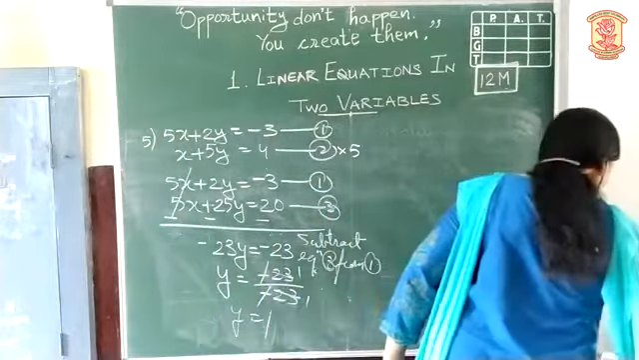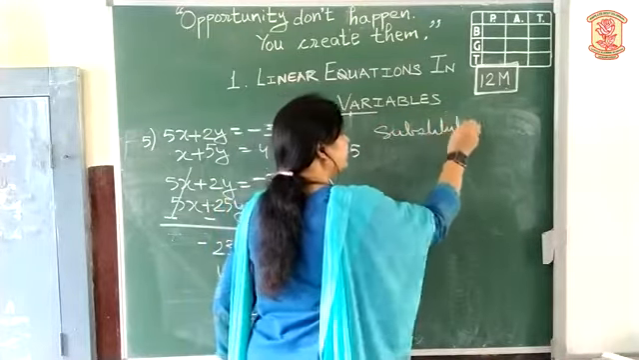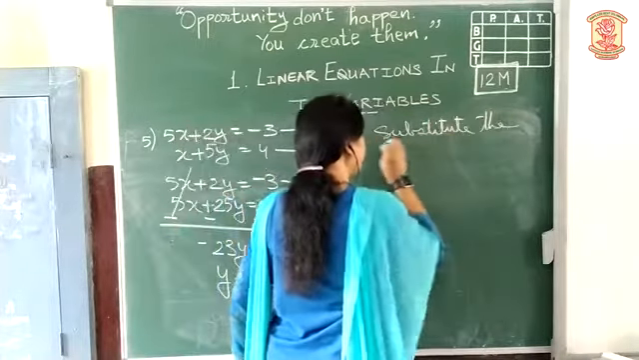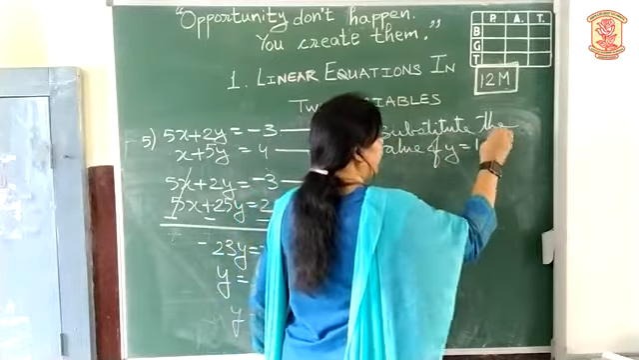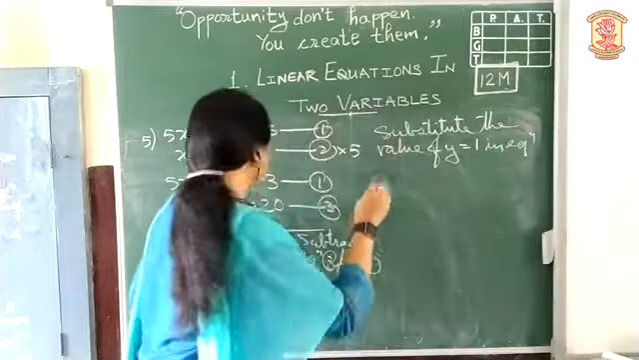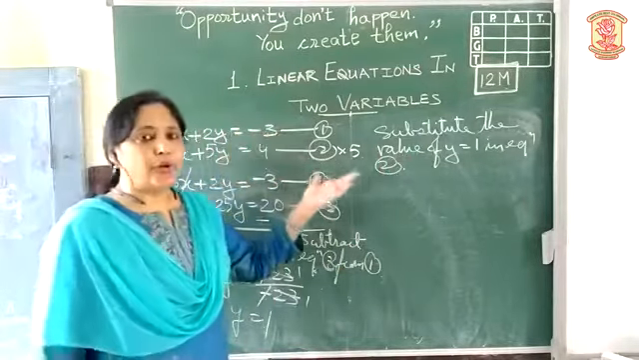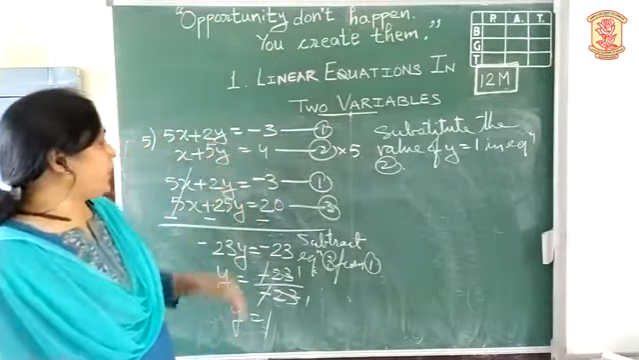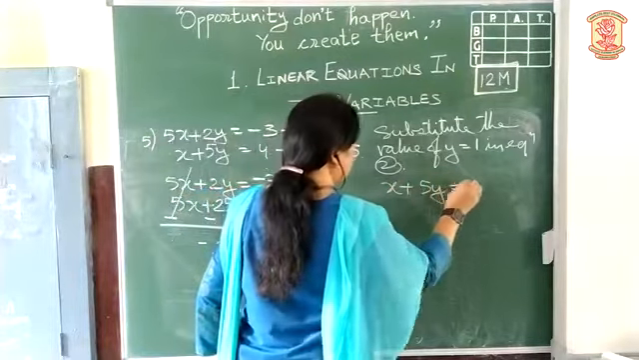Now here, again, substitute the value of y equals to 1 in equation second. Why second? Even if you substitute in the first, you are going to get the same answer. But as it is simpler, we prefer taking the simpler of the two. So the second one is x plus 5y equals to 4.